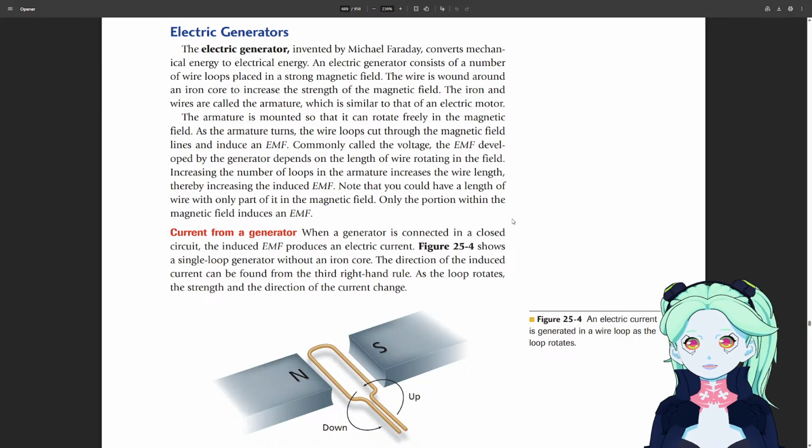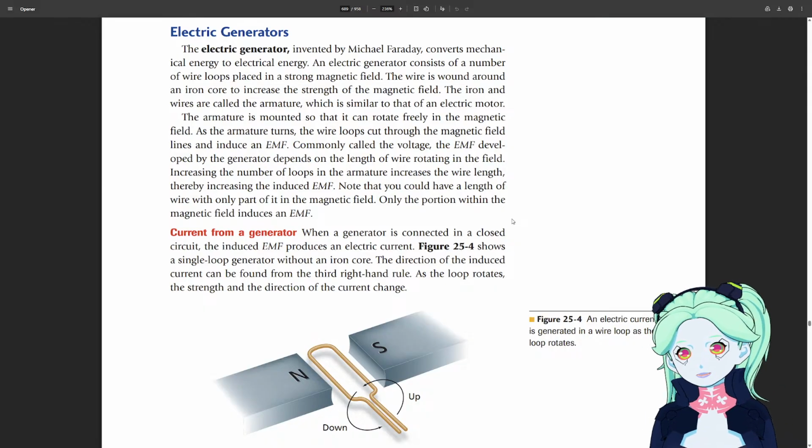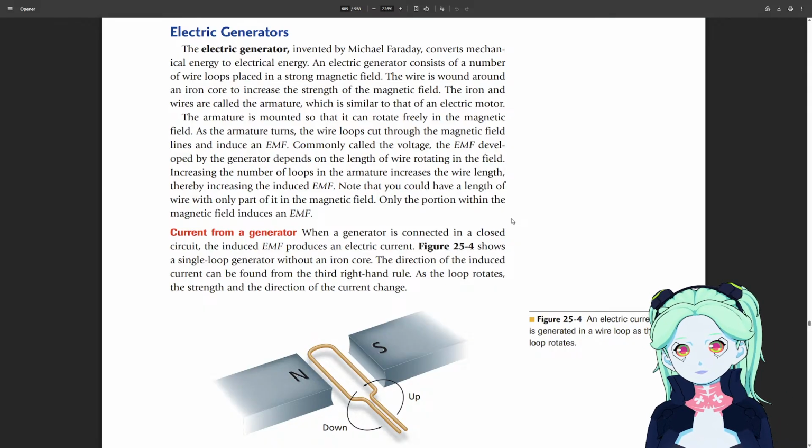The direction of the induced current can be found from the third right-hand rule. As the loop rotates, the strength and the direction of the current change.